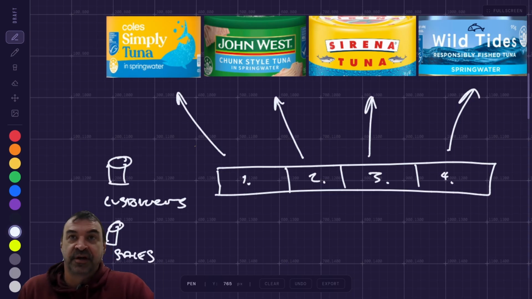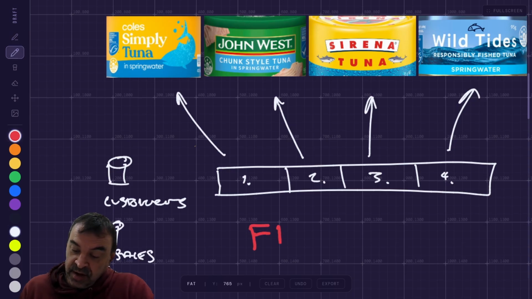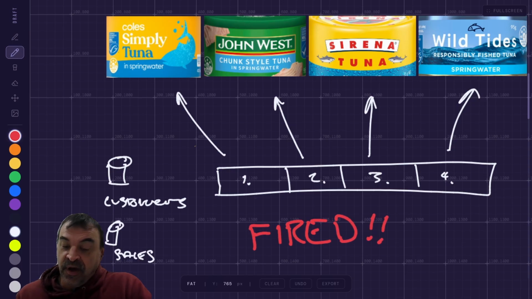And if you've got anyone left over who's never purchased tuna, you might just randomly smear them across, pick a random bucket for them. And you go, great, we're going to run this massive campaign this week. We really need to make 50% by Friday. So you run the campaign, and then on Friday, your boss comes in and he simply says, you are fired.